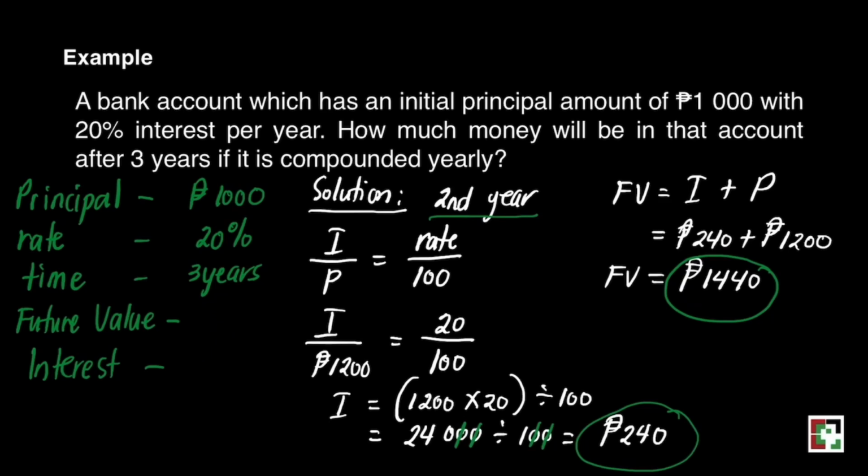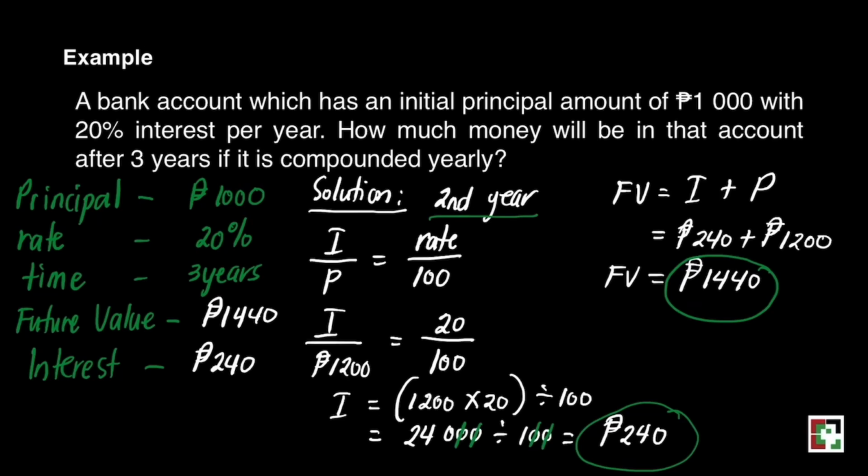And if you continue to take note of it, we have the interest of 240 pesos, which is a little bit bigger compared to what we have in the first year. So by this time, I think you already know the difference between the simple interest and the compound interest. Now, let's move on to the third year of compound interest for us to really understand more of it.